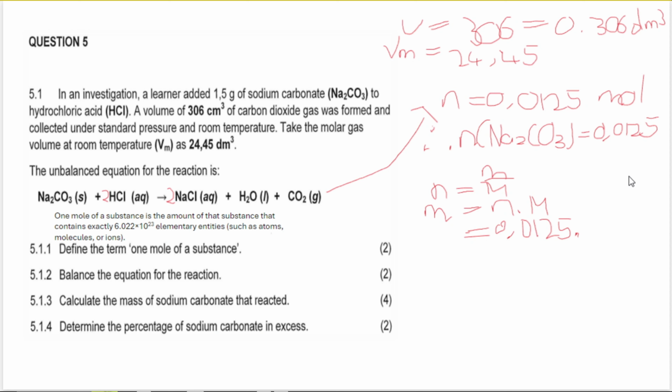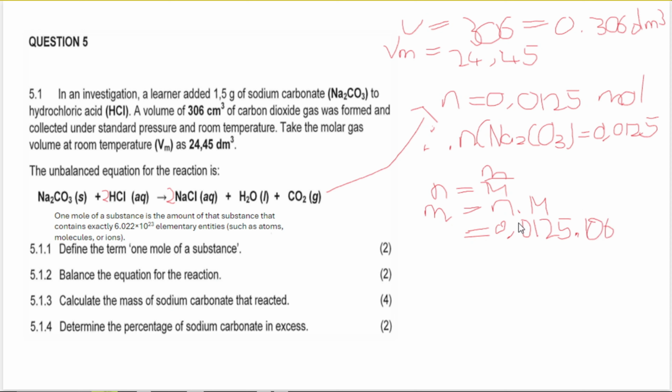So what is the molar mass of sodium carbonate? There's two sodiums. Sodium is 23, so 23 times 2, which is 46, plus 1 carbon, which is 12, plus 3 oxygens, which is 16 times 3, which is 48, right? And that equals 106. So the molar mass is 106 grams per mole.